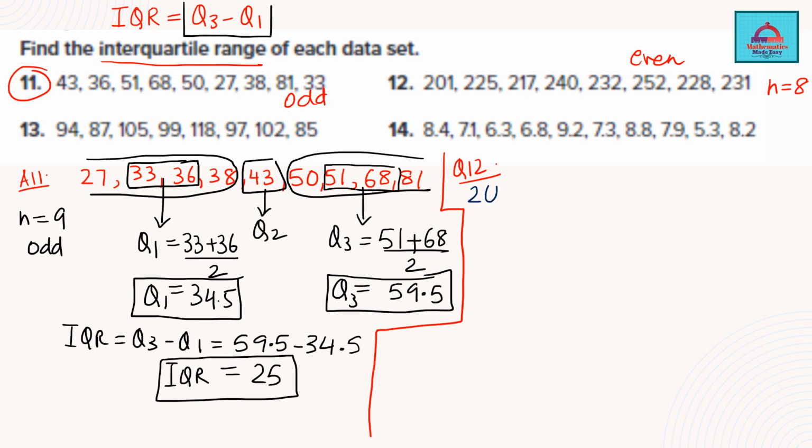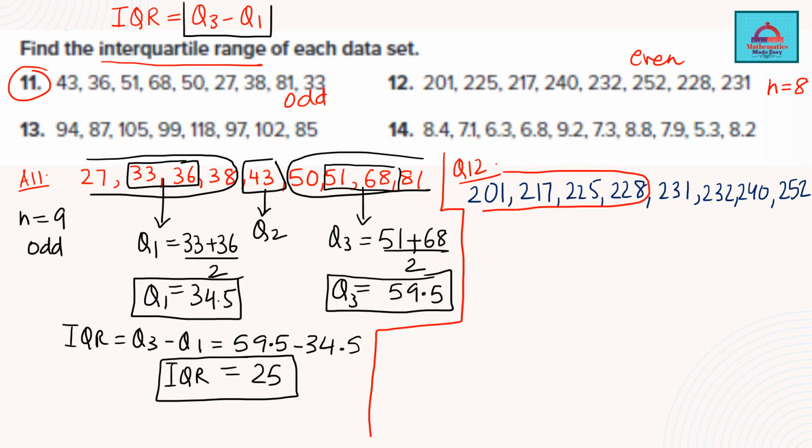The smallest is 201, then 217, then 225, then 228, then 231, then 232, 240, and 252. If you see here, these 4 numbers are the lower quartile and these are the upper quartile, 2 parts. Here there is no single median in between, so you have to take the middle two numbers. Be careful when it is even, you will have to calculate like this. So what will be Q1? The median of the middle 2 numbers.